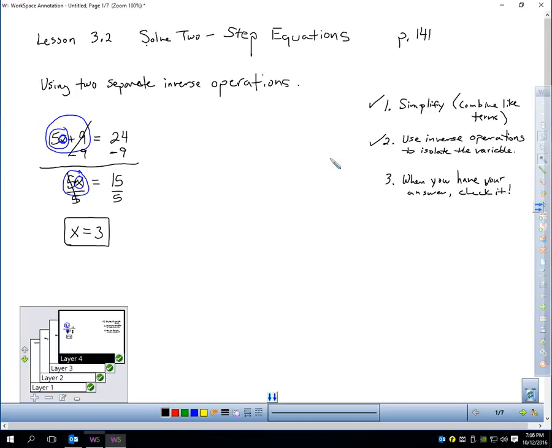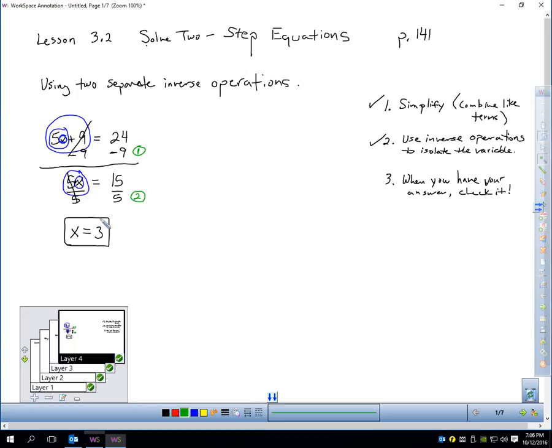So we use two different inverse operations to isolate the variable. My first inverse operation, I'll write these in green. Here's my first one. We subtracted 9 from each side. We used the subtraction property of equality. The second inverse operation was right here. We divided each side by 5. Can you see two inverse operations?